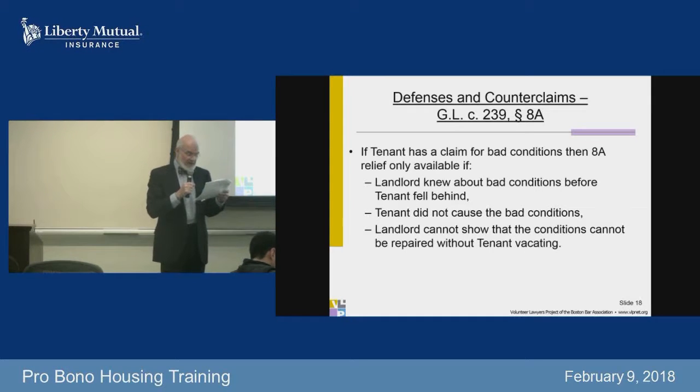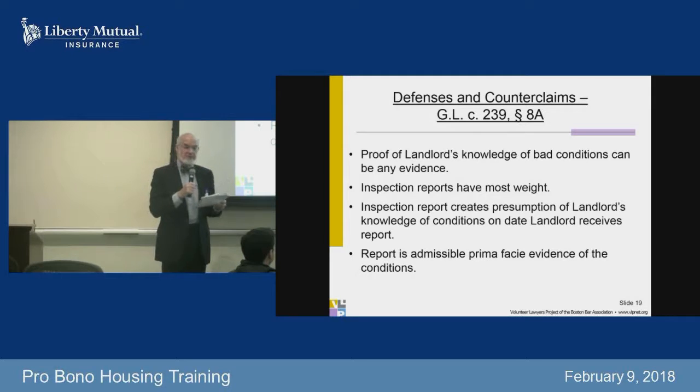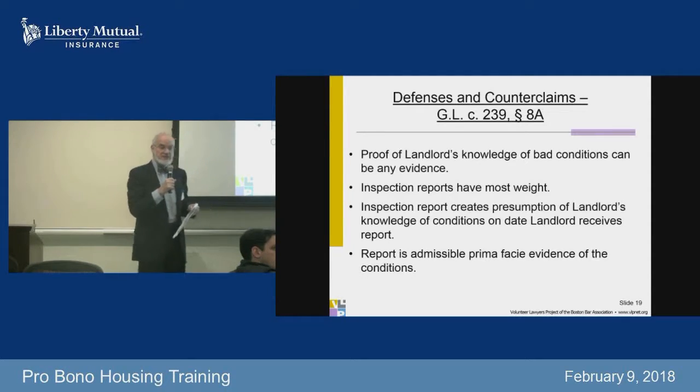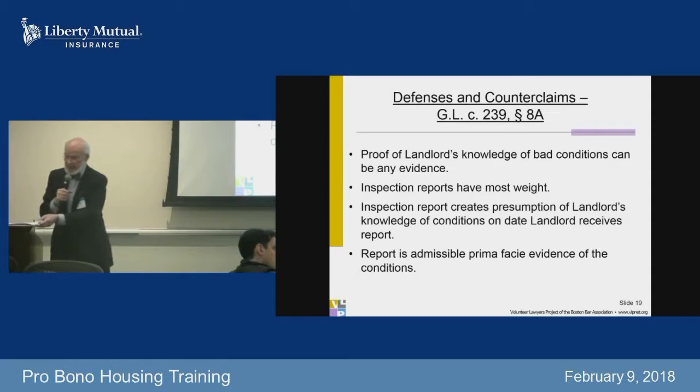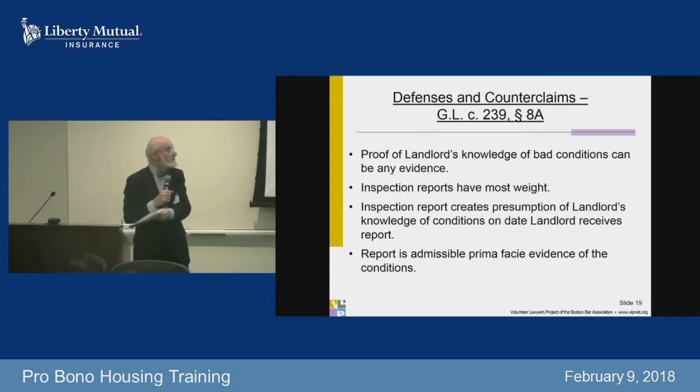The 239, 8A, though, does provide some statutory bases. Under the statute, an inspection report from the Board of Health creates a presumption that the landlord knew about the problems and is prima facie evidence that the conditions existed. So while there's no requirement of an inspection report, having an inspection report is really powerful.